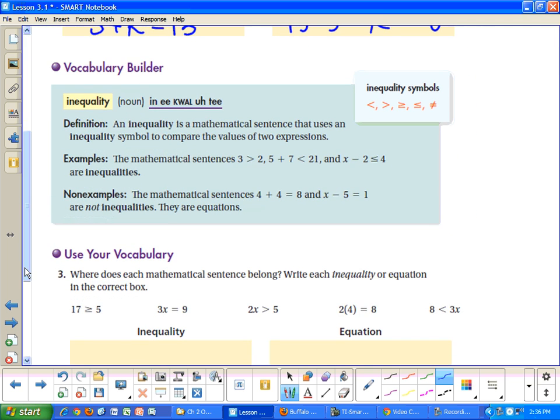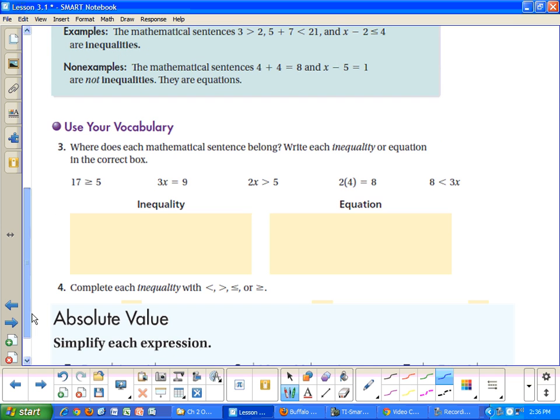Check out this definition. An inequality is a mathematical sentence that uses an inequality symbol to compare the values of two expressions. Remember, you can pause the video whenever you want. Skip the parts that you don't need to hear. Go straight to the answers if you want.